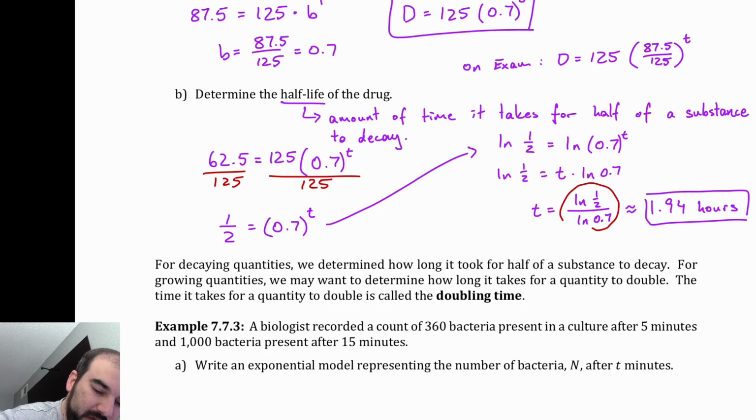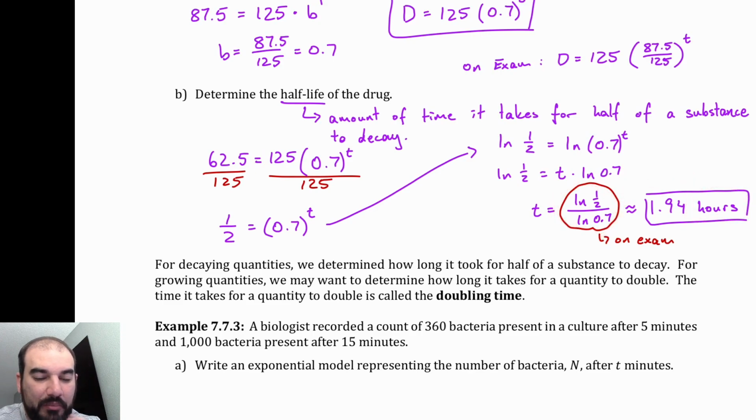But this would be on an exam. Sorry, you still need to include the word hours in your answer, but this would be how you leave the number on the exam. Or I guess instead of 0.7, you would have the 87.5 divided by 125, but you would leave the answer in terms of the natural logs and the fractions.